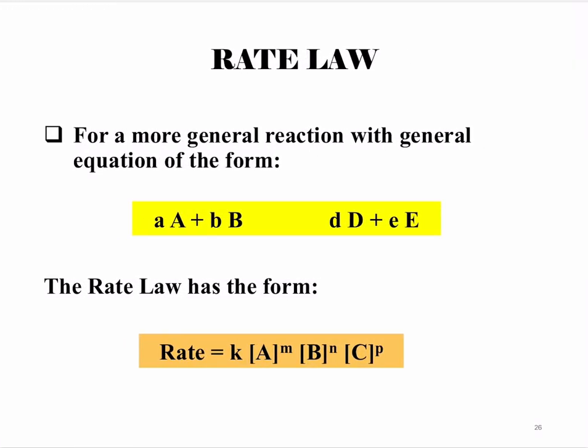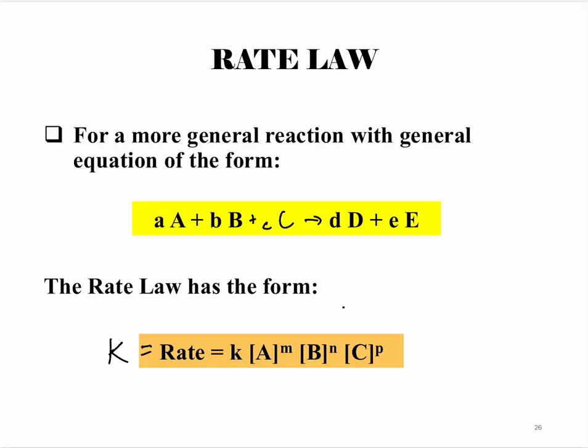And so for a more general reaction, and there's one thing missing here, this is also going to be plus lowercase c. Let's say we have multiple reactants, the rate law will be of the form dependent on each of them, right? So here, the rate of reaction is equal to our rate constant, lowercase k, times the concentration of A to the m, B to the n, and C to the power of p.